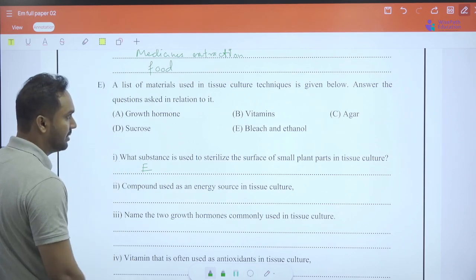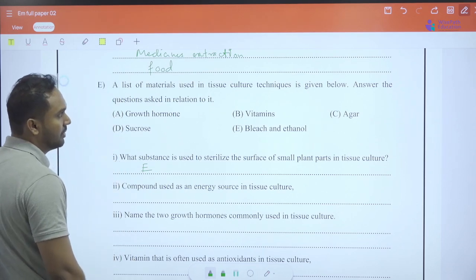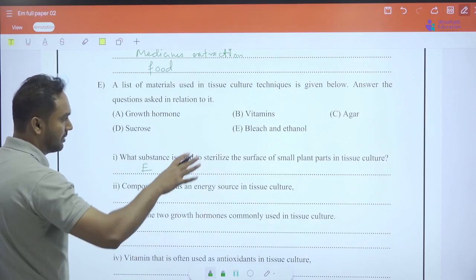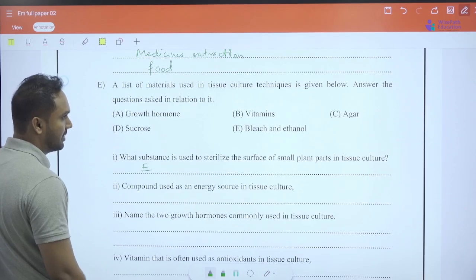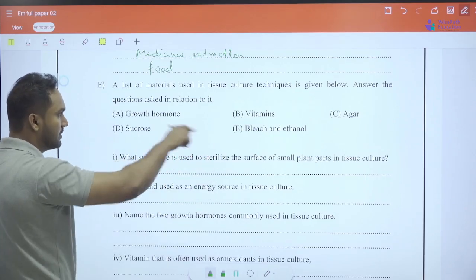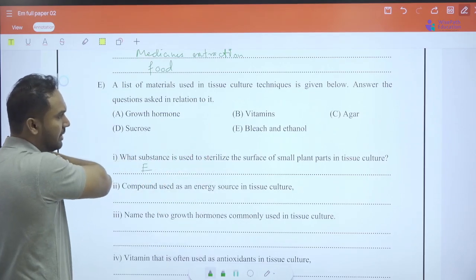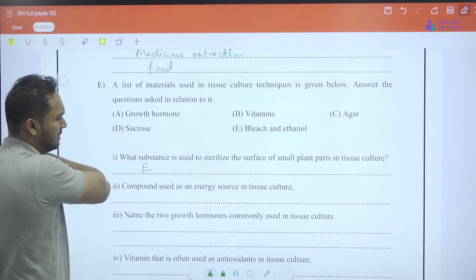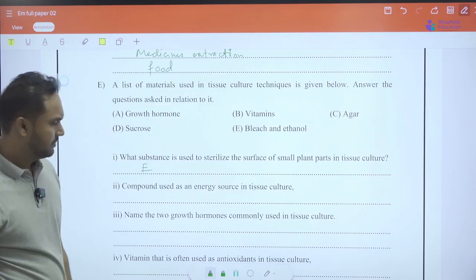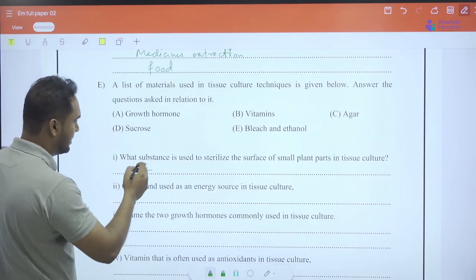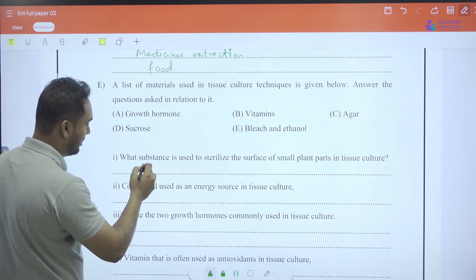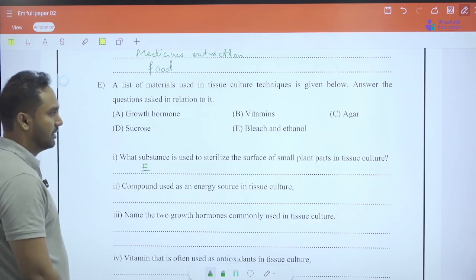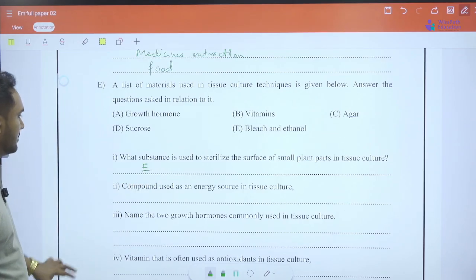If you can't remember, put a note to remember how to sterilize the surface of the plants. Specific chemicals were given. Ethanol was there. I can't remember if the bleach was there, and this Tween 80 or something was there. Sometimes the MCQs will come from those hidden theories, but can come, right?